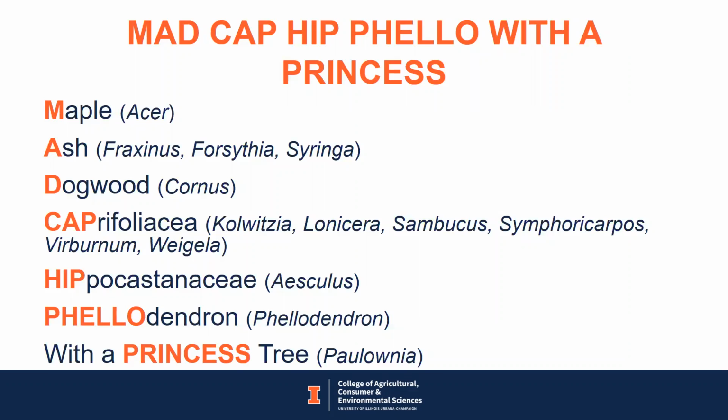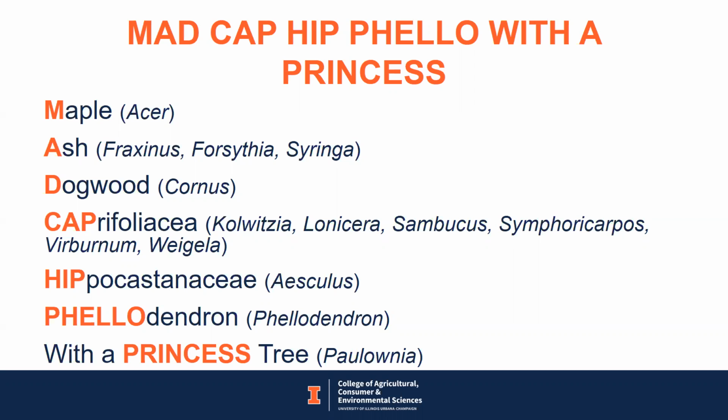So you may be familiar with the mnemonic device, MAD horse. It was used to help remember common trees with opposite arrangement. MAD: maple, ash, dogwood, and then the horse was for horse chestnut. And those are some of the most common opposite arranged plants that we have.